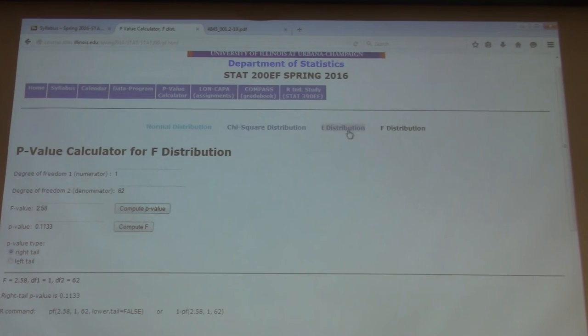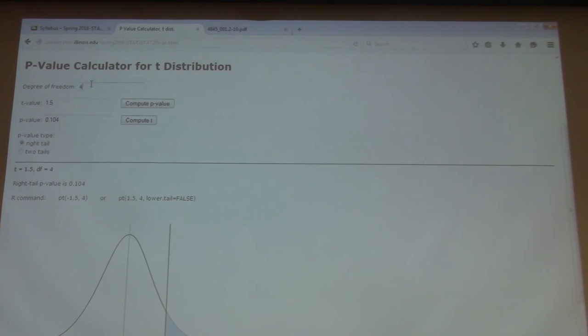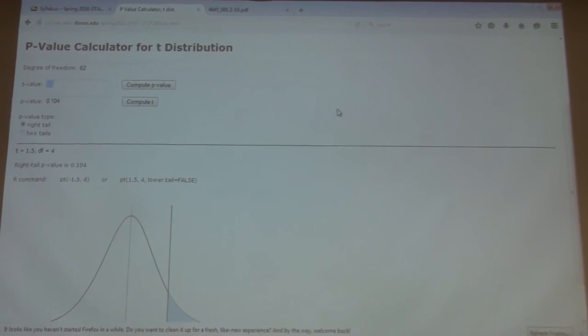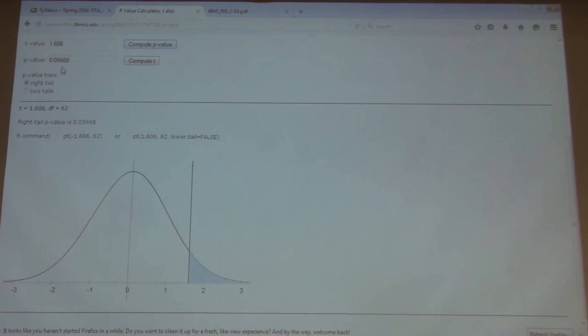So let's go to our t. Our t had 62 degrees of freedom, n minus 2. We got the square root of 2.58, which we said was 1.606. Now we compute our p-value, and sure enough, that's half of what we got before. Isn't it half of what we just got before? Well, an easy way to check: let's do two tails.